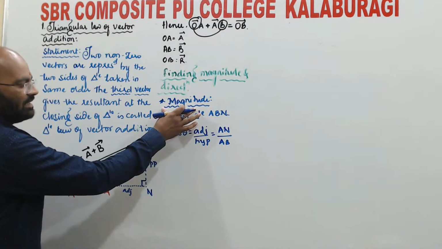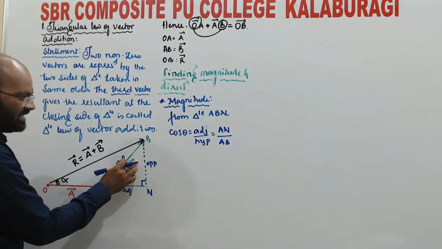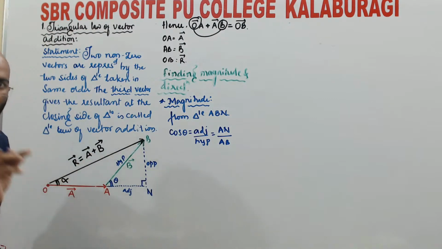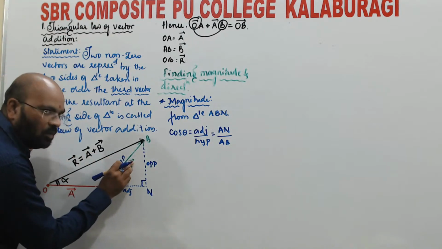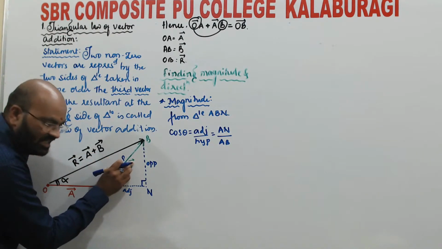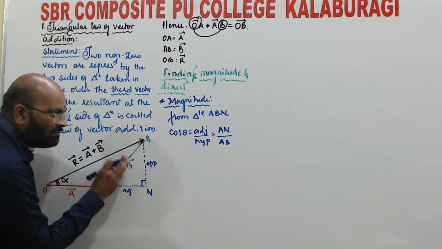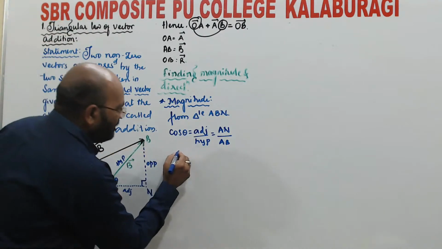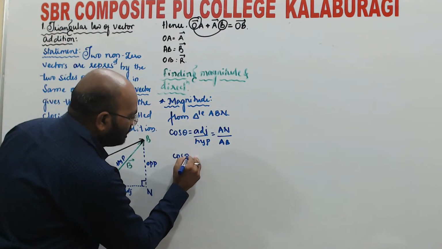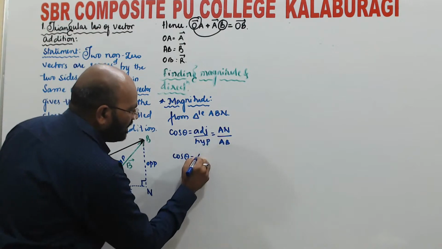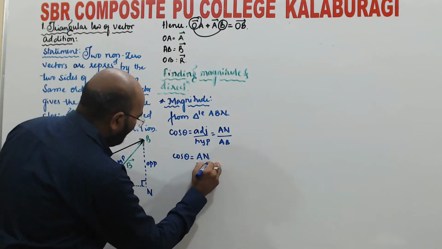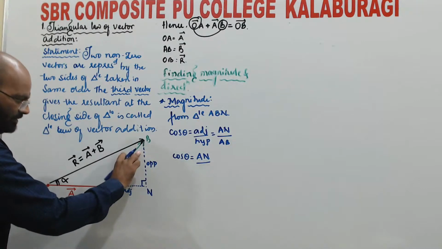We are only considering the magnitude. Remember, don't get confused. We are using only magnitude, not the vector analysis over here. Then we can write cos theta is equal to AN divided by the value of AB.